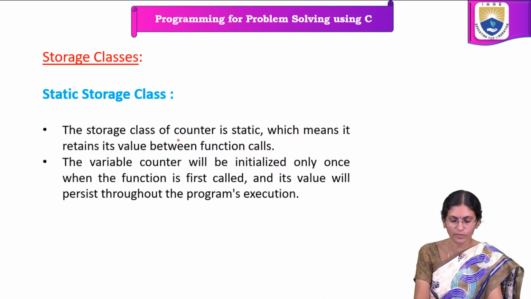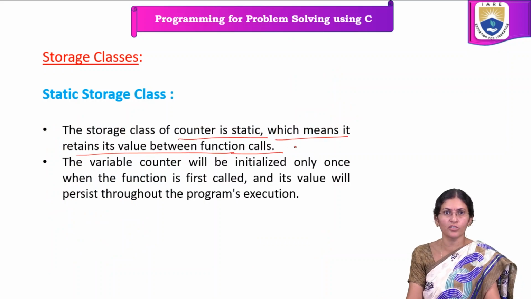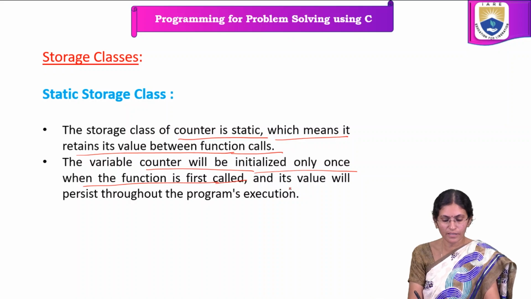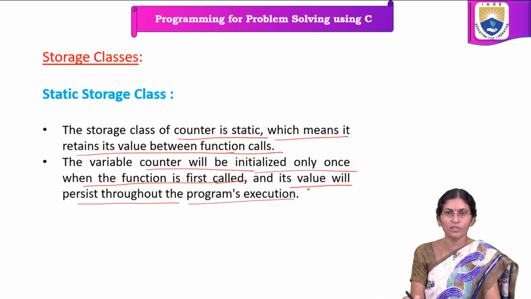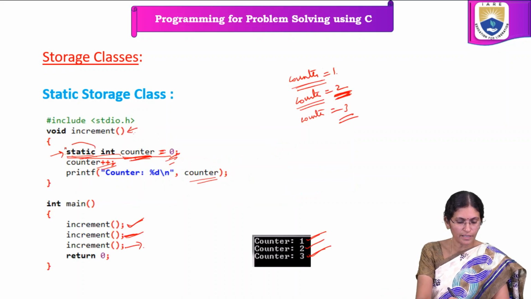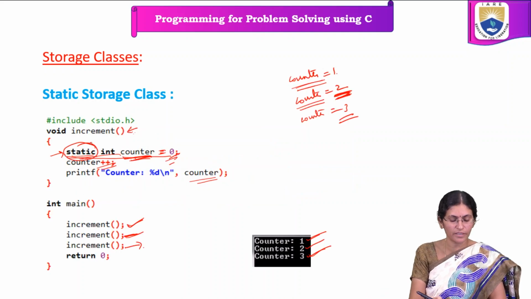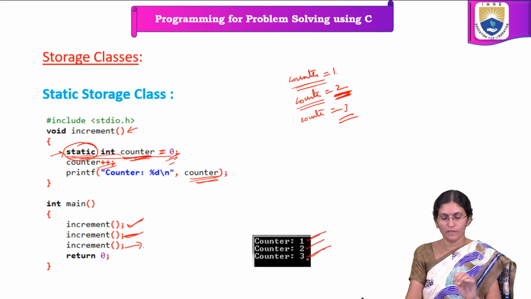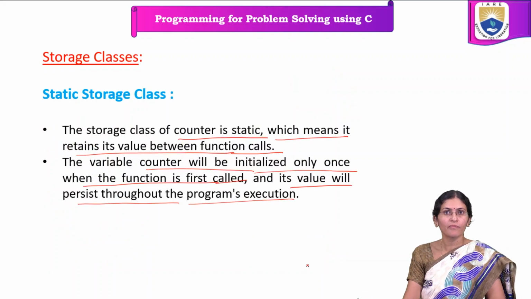So the storage class of counter is static here, which means it retains its value between the function calls. The variable counter will be initialized only once, when the function is first called, and its value will persist throughout the program's execution. If you don't write the static keyword here, then it will be treated as a general automatic variable. Each time the function is called, its value will be 1 only. So counter 1, counter 1, counter 1 instead of 3.